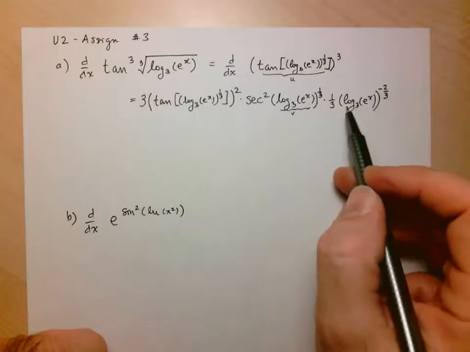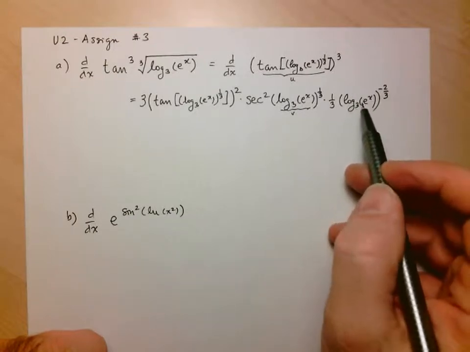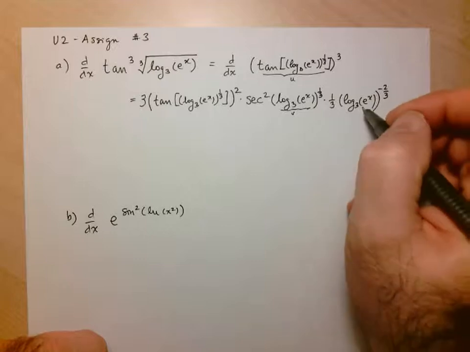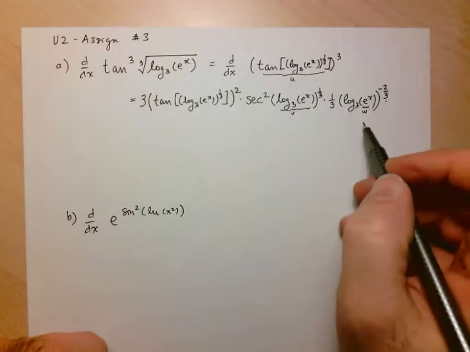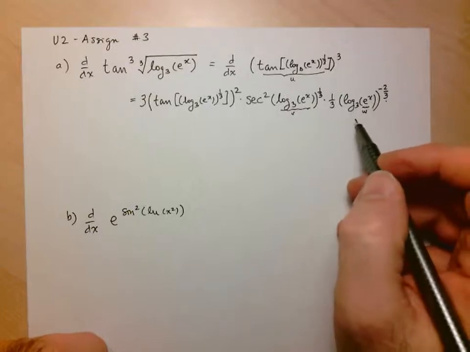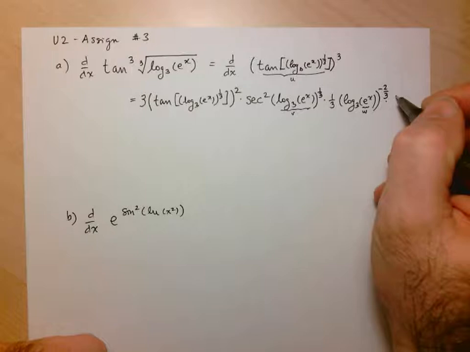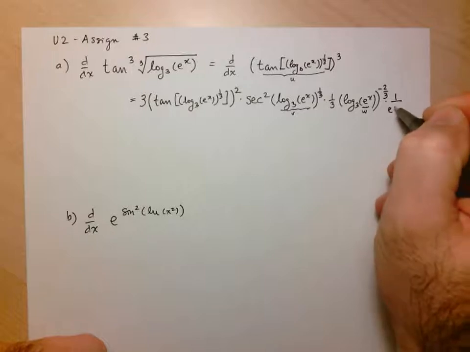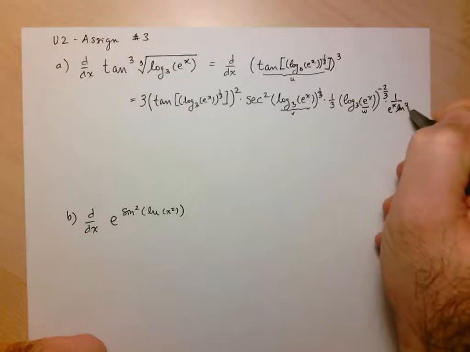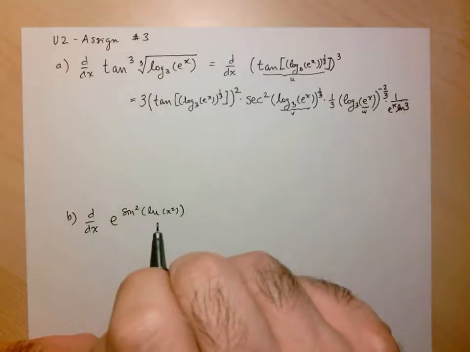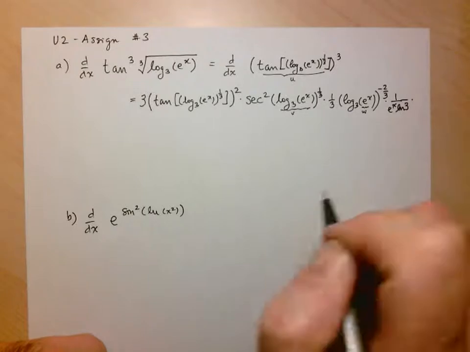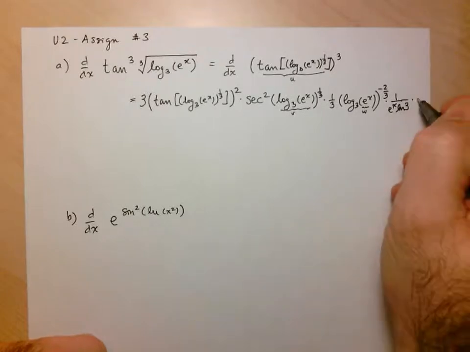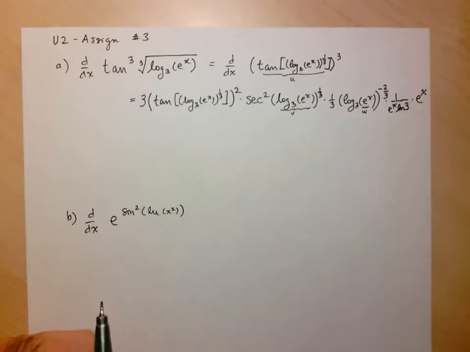So now I'm going to take the derivative of this function here. But this is again a composite function. This is like my w. What's the derivative of log base 3 of w? Well, it's 1 over w ln 3. So 1 over w, e to the x, ln 3. Okay, and then finally I move to my innermost function, and what's the derivative of e to the x? Well, just e to the x.